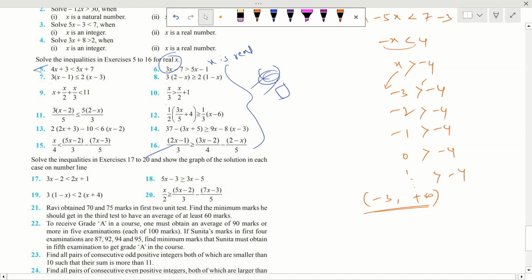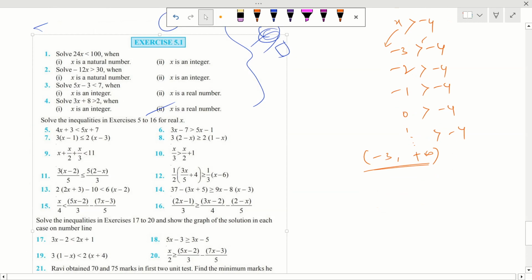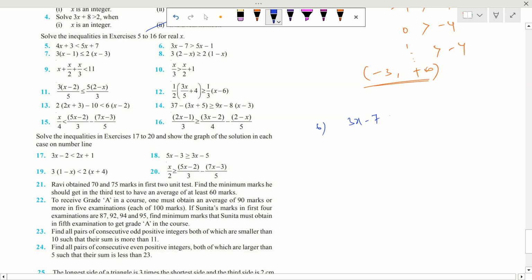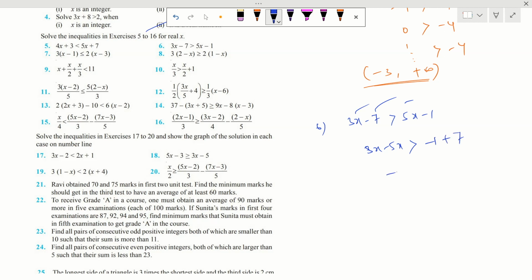Right, now come to the sixth one. So the sixth one is given here. So 3x minus 7 greater than 5x minus 1. Taking the x terms to one side, it is 3x minus 5x, right? Greater than, the 7 I am taking to this side, then it is minus 1 plus 7, then it is minus 2x we are having, and here 6 we are having, right?